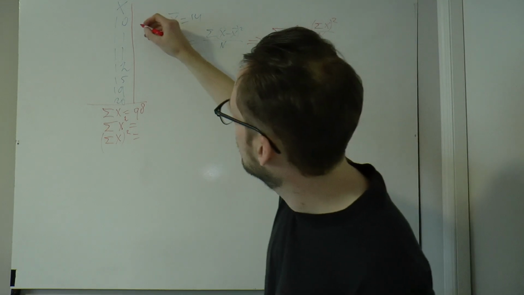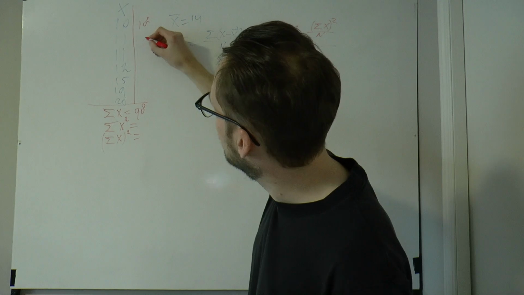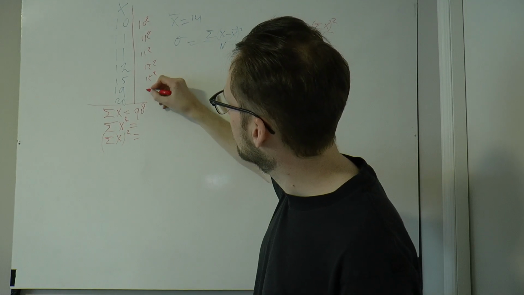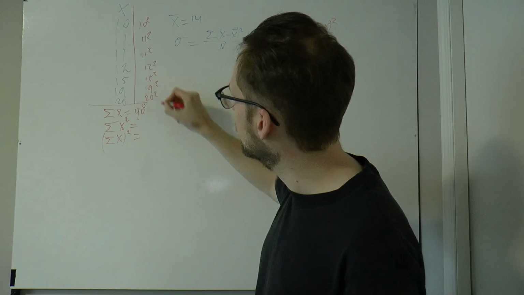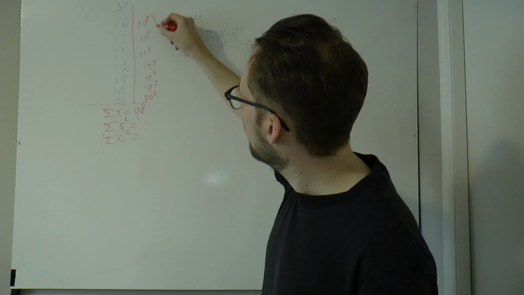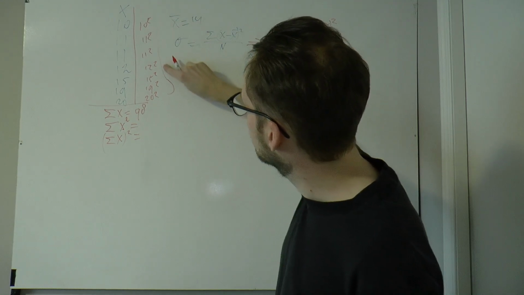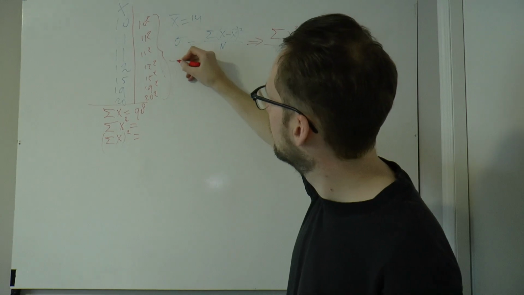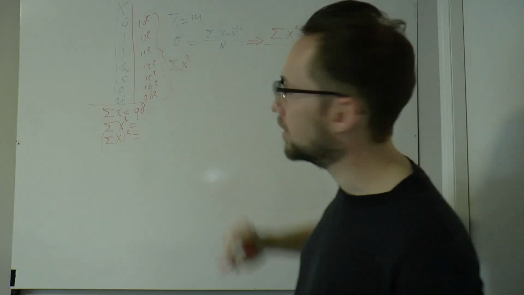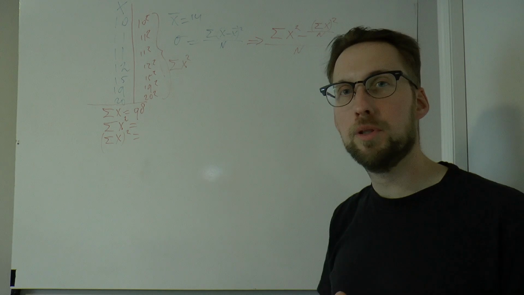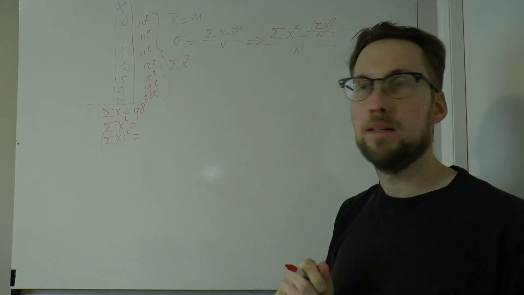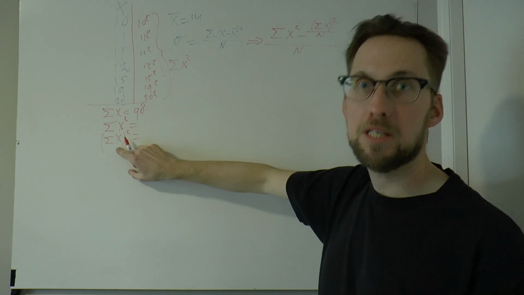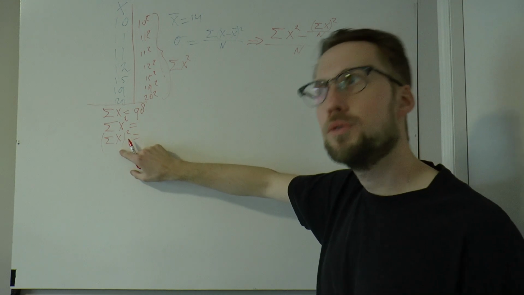So, for example, I would get 10 squared, 11 squared, 11 squared, 12 squared, 15 squared, 19 squared, 20 squared. And the sum of all those numbers is the sum of x squared. Notice where I put the pause: the sum of x squared is different from the sum of x, squared.